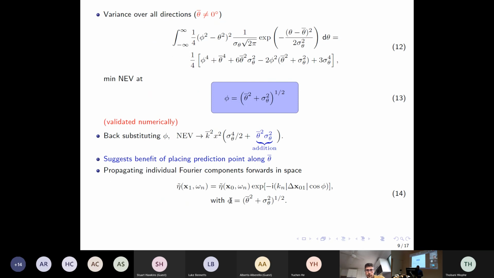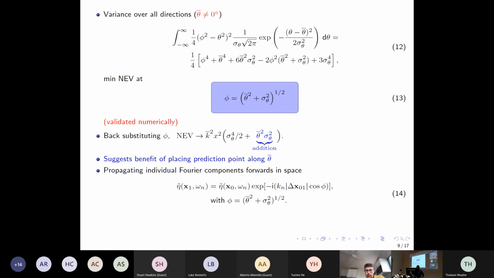Now we want to find the general solution. So we assume that the mean direction doesn't have to be 0 degrees. And we again integrate over all the possible propagation directions, and we get the variance looking like this. And when we minimize this, we get phi is equal to theta bar squared plus sigma squared, raised to the power half. So this is the general solution, and if the mean is 0, we get back the form that I showed in the previous slide.